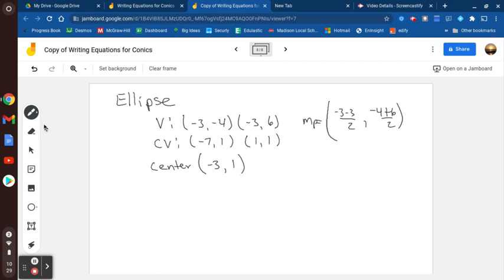If you did it without work, you had -3 stayed the same, 1 stayed the same. So that's how you can kind of visualize that depending on the information they give you.